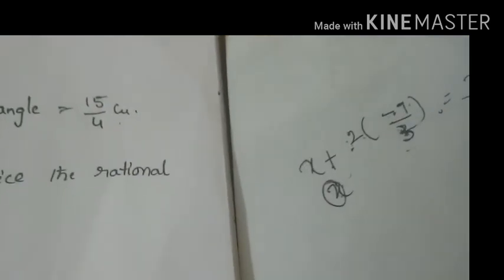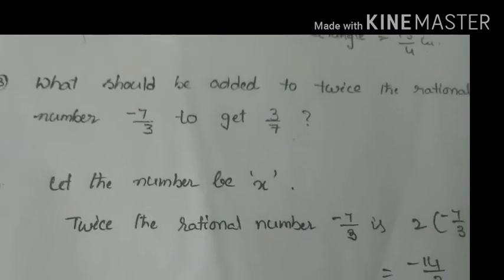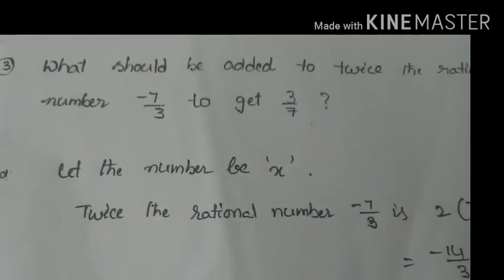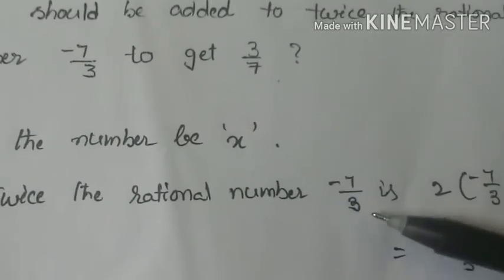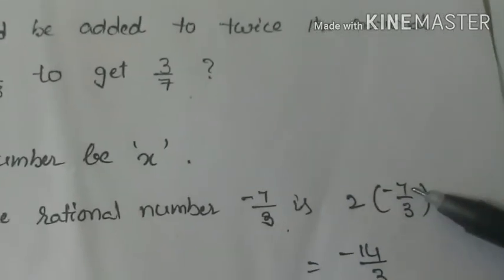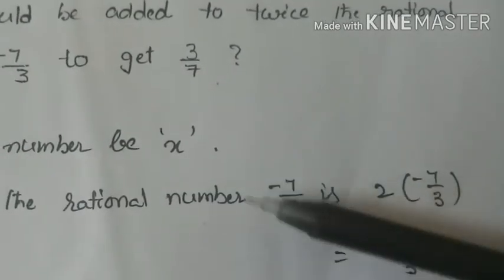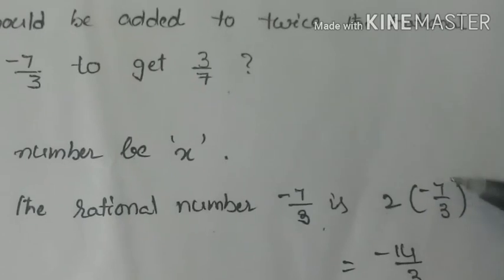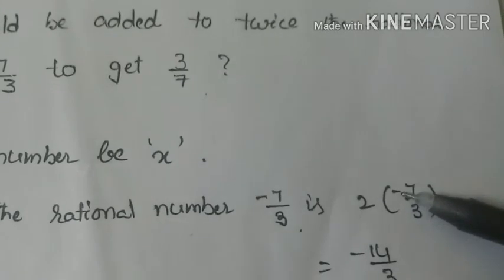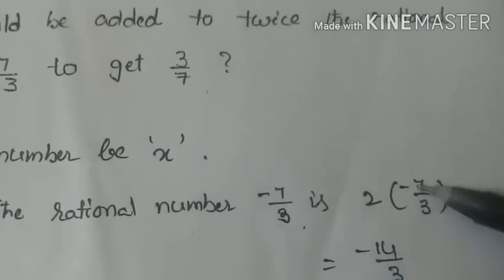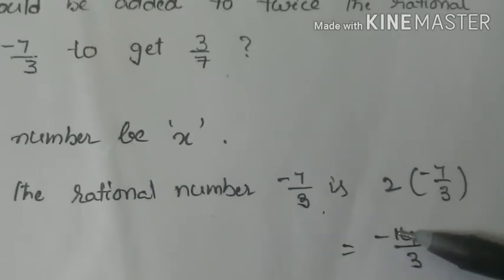Okay, let's go. How to solve? Let the number be x. That means we don't know that number, so I took the number as x. Twice the rational number minus 7 by 3 is 2 into minus 7 by 3. Twice means 2 times. So 2 times of the rational, 2 into minus 7 by 3, that is equal to 2 7s are 14. Already minus sign have, just keep it. So minus 14 by 3.